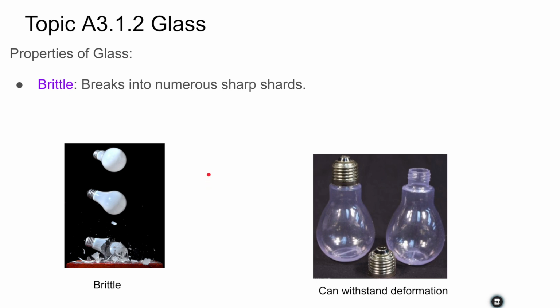So glass is quite brittle. So it will break into a number of shards. I have a glass light bulb here, and this is a plastic light bulb here to give you some sense of the difference. But a plastic light bulb is going to be able to withstand deformation, but it's not going to be very hard. It'll scratch easily. A glass light bulb will crack really easily and break, but it's also quite hard.